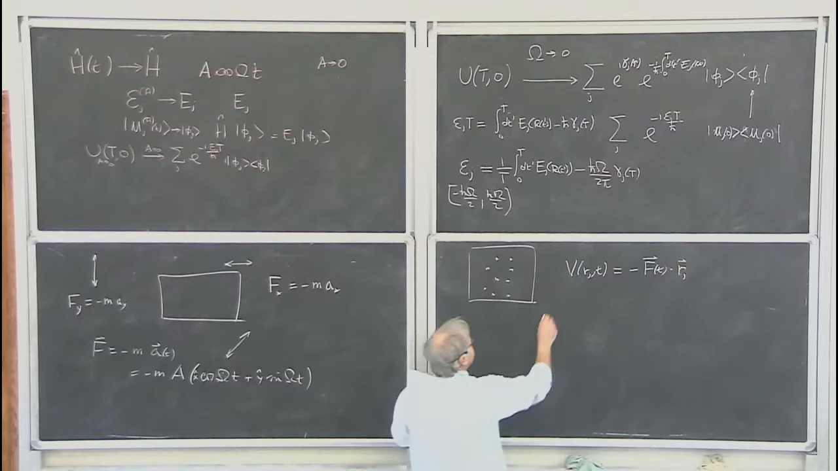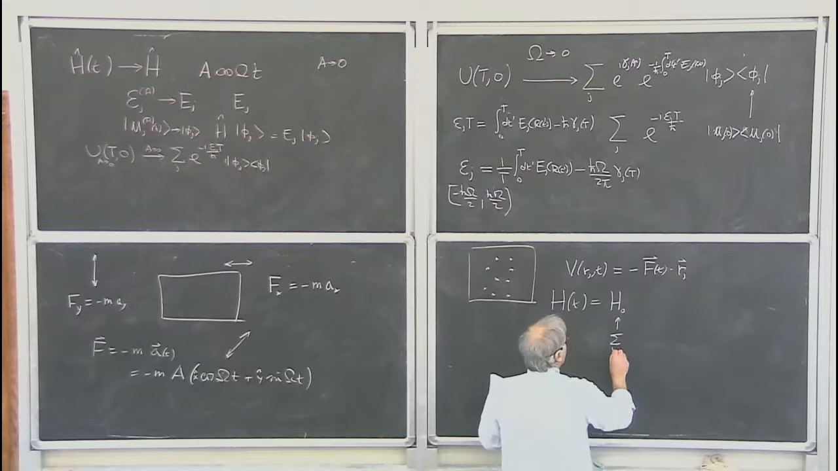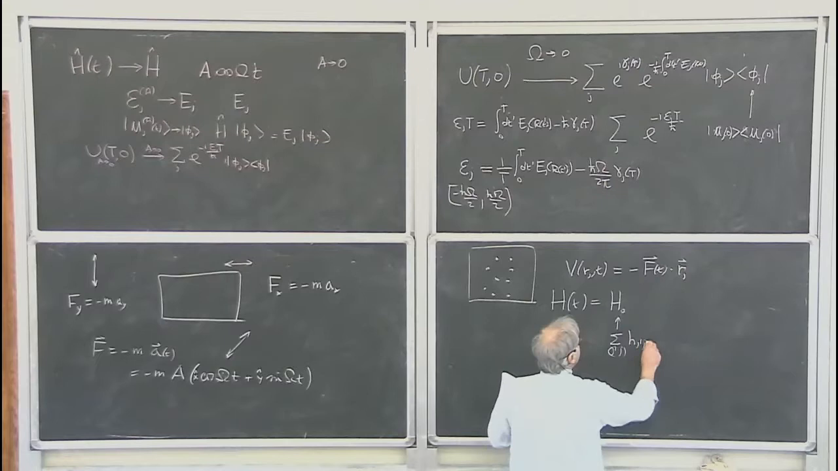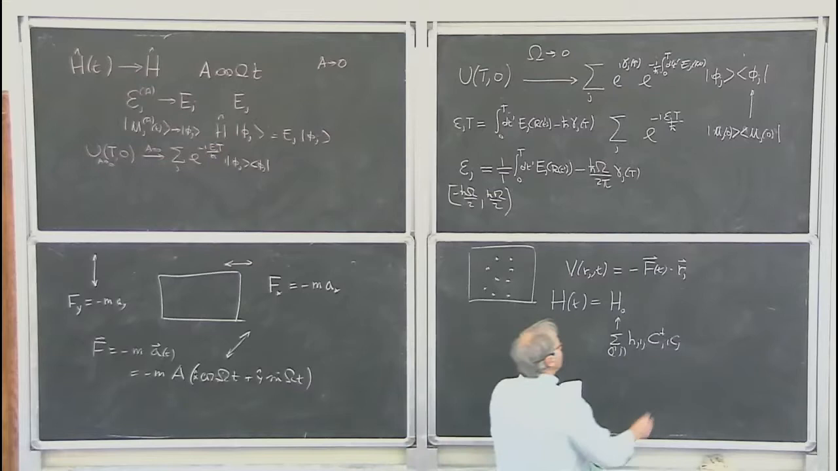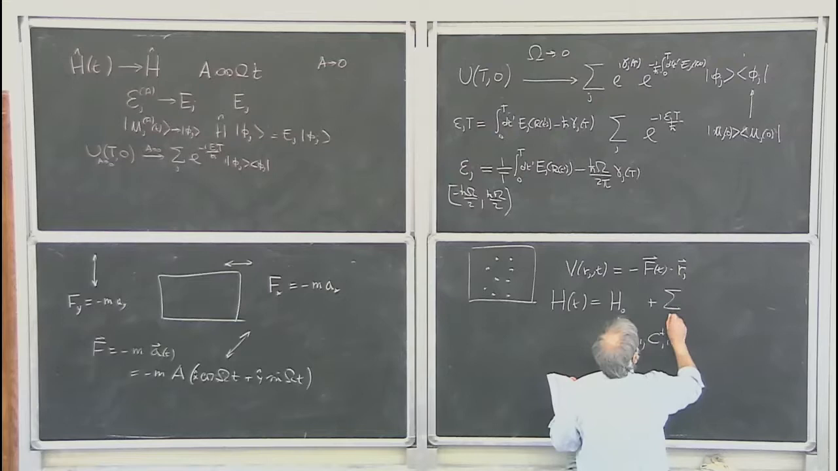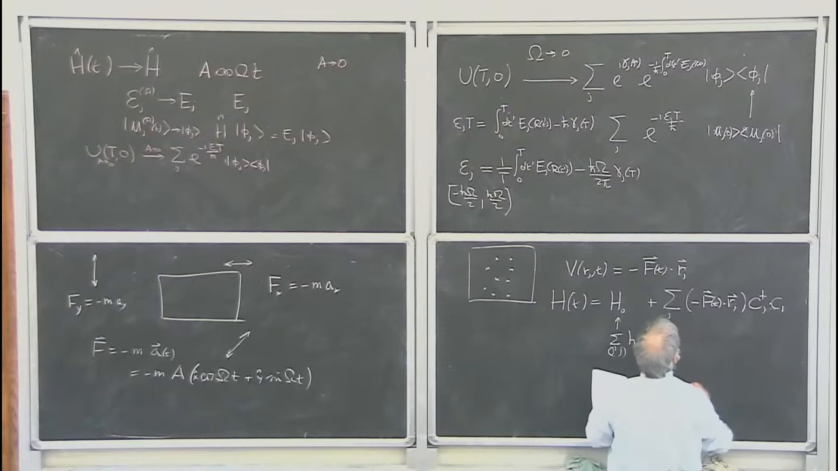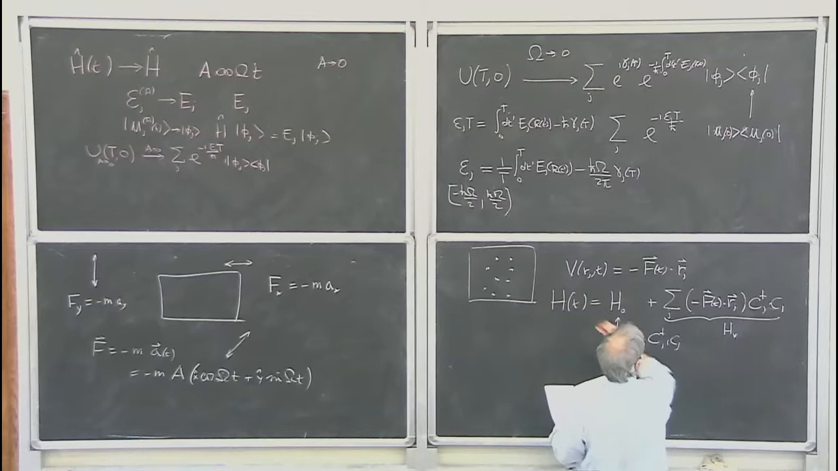The Hamiltonian would be just nearest neighbor hopping. So this would be the sum over j' j of h_{j'j} c†_{j'} c_j, nearest neighbor hopping. But there is an extra term, which is due to this scalar potential on the sites. The extra term is essentially the sum over the sites of minus F of t dotted into R_j, c†_j c_j. Let me call this thing H_V, induced by the scalar potential, the time-dependent term.